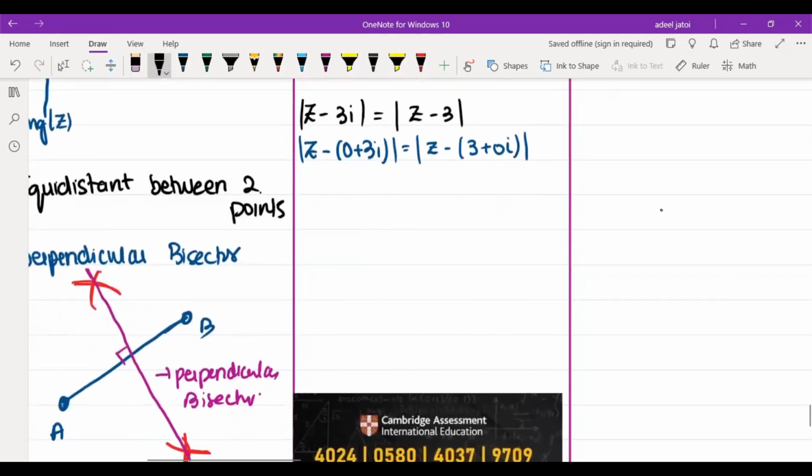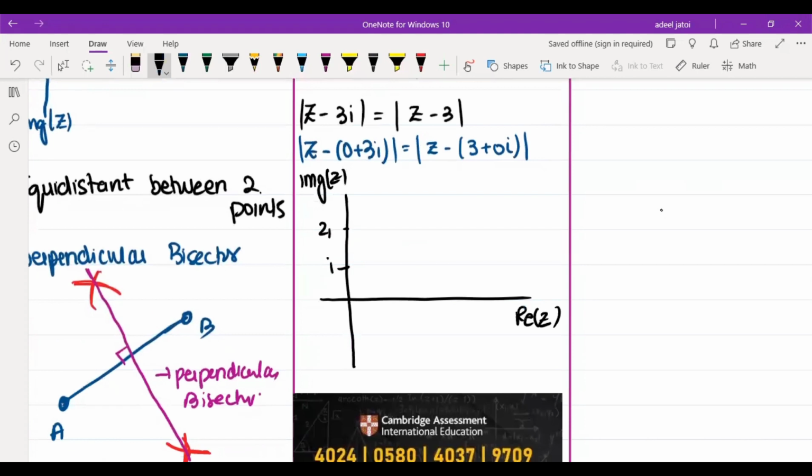If we draw the axis, this is the real value of z, and this will give me the imaginary value of z. Iota, 2 iota, 3 iota, and we have 1, 2, 3, and 4. Now one point is 3 plus iota, and this will be 0. So this is your normal line.